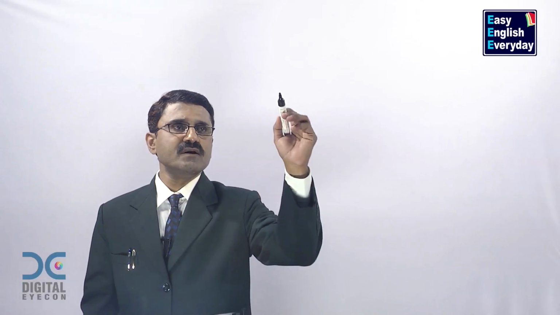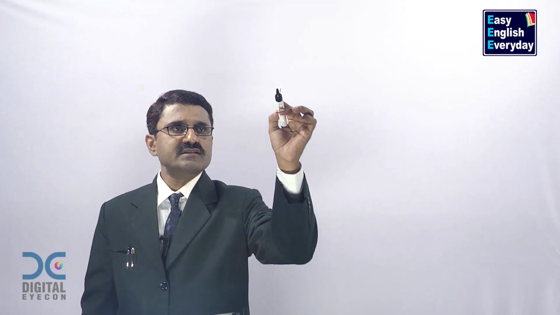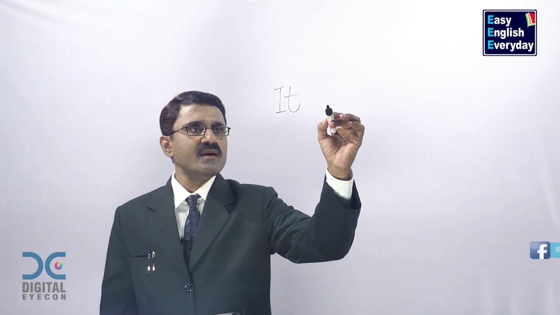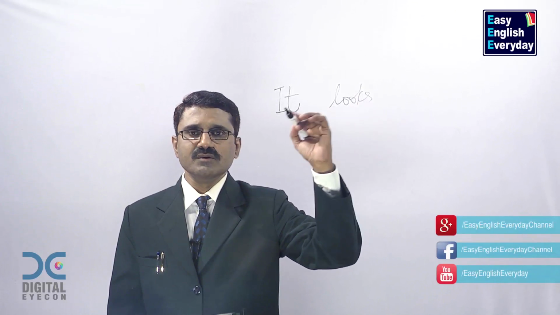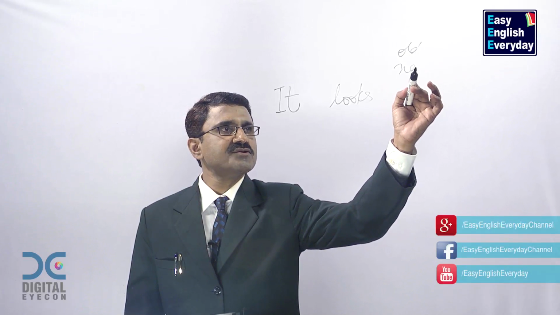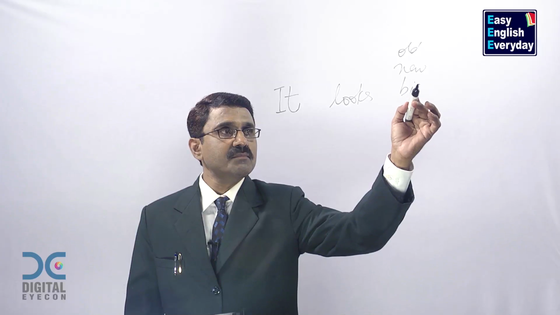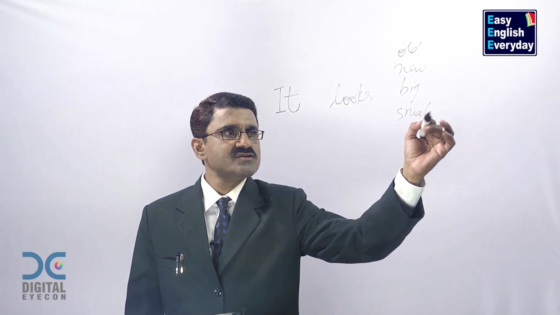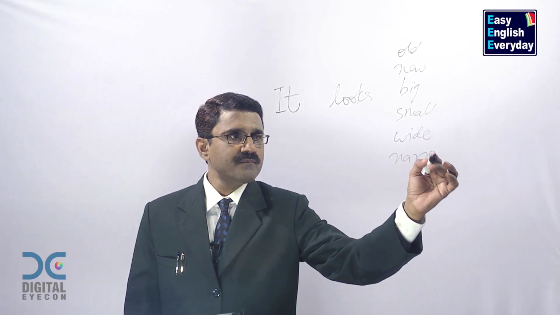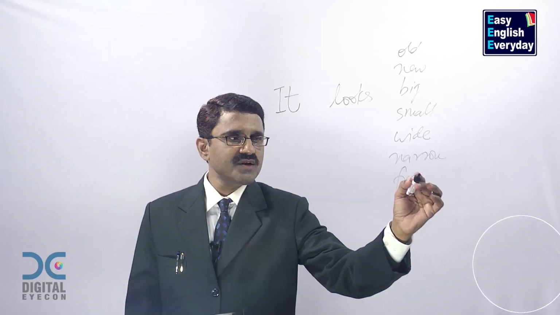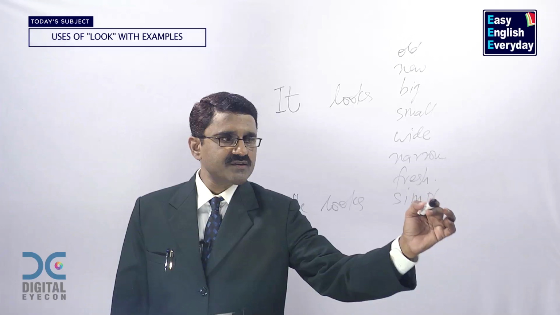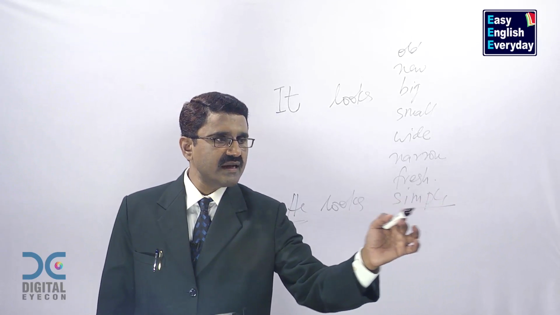And you can use it for non-living things also. Take it as a representative of a non-living thing. Singular one, so we use looks. Then you can say like this: it looks old. It looks new. It looks big. It looks small. It looks wide. It looks narrow. It looks fresh. It looks simple.